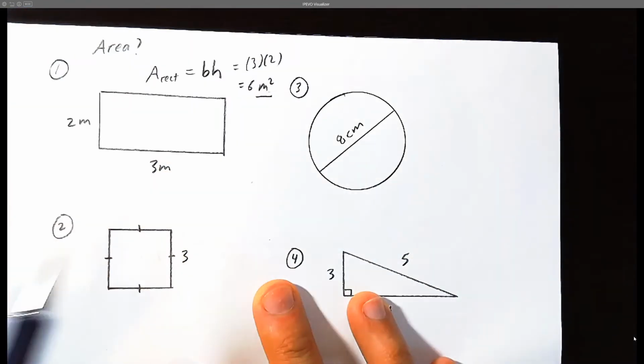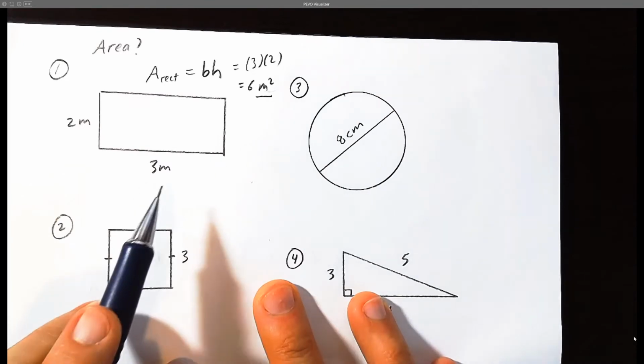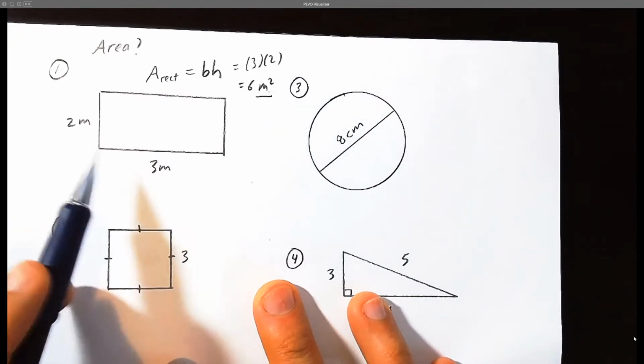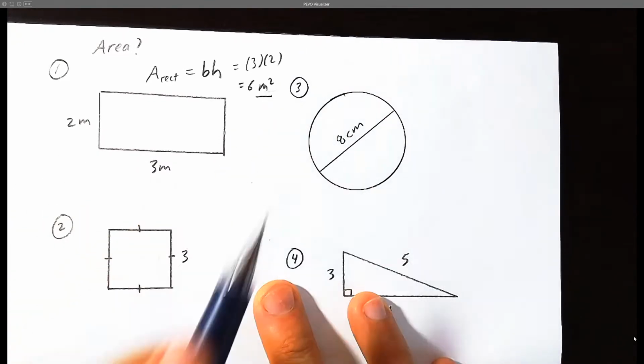So remember to keep the units for area, not in terms of the actual length meter, but actually the unit squared.